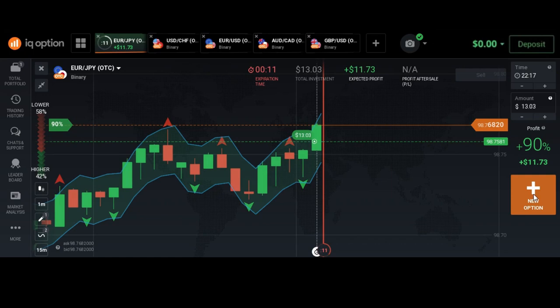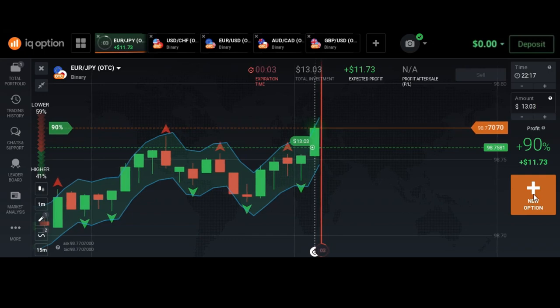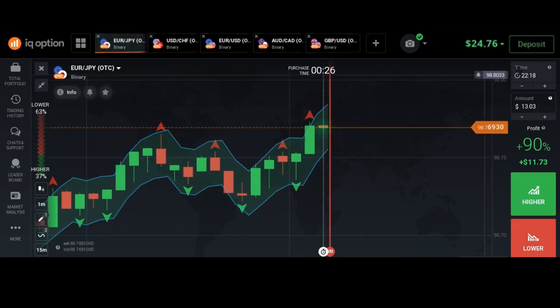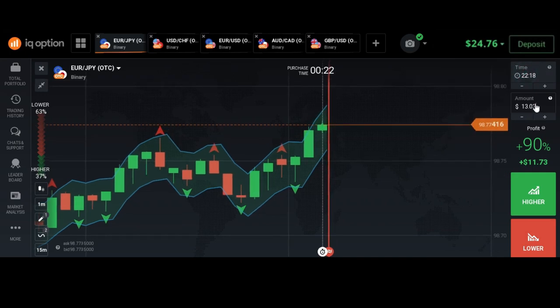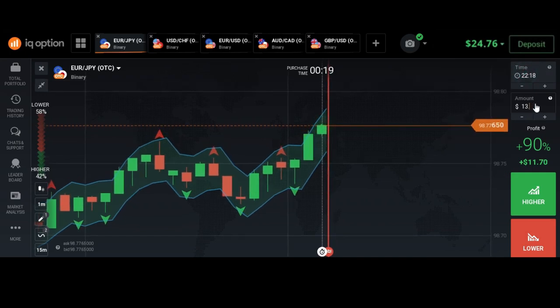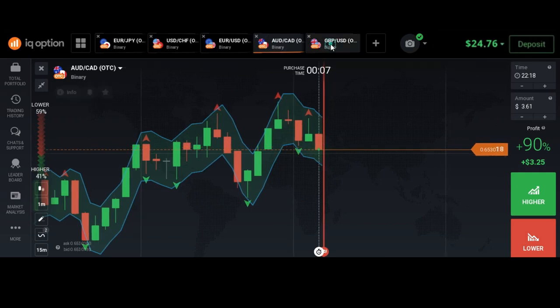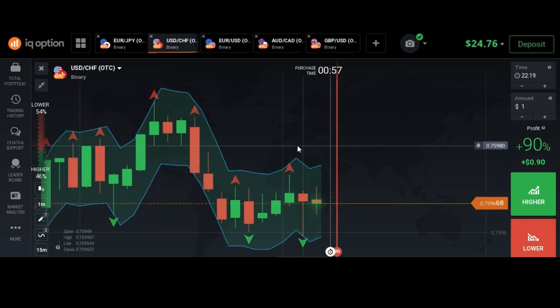It's going well. We won. There, another fractal appeared. Oh, it just disappeared, so I'm not going to perform the operation. Let's find another entry. We already have $24.